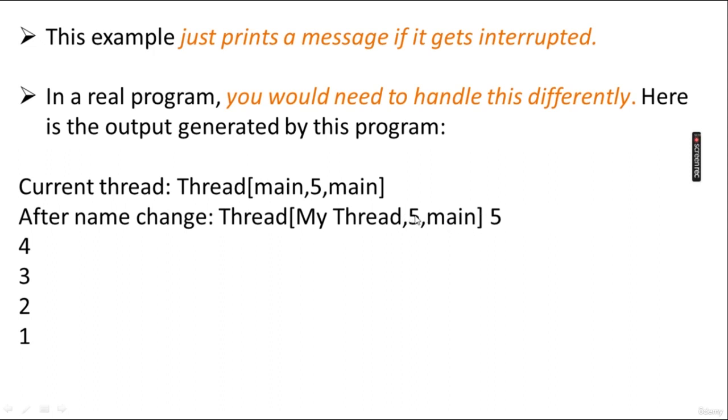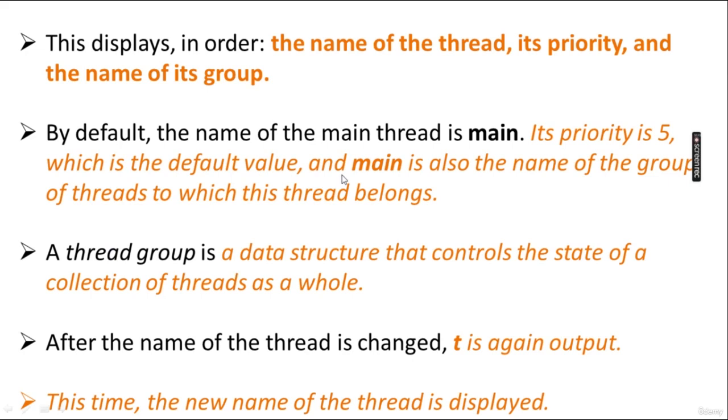Okay, so this is called priority. By default, the name of the main thread is main, its priority is 5, which is the default value, and main is also the name of the group of threads to which this thread belongs. A thread group is a data structure that controls the state of a collection of threads as a whole. After the name of the thread is changed, t is again output.